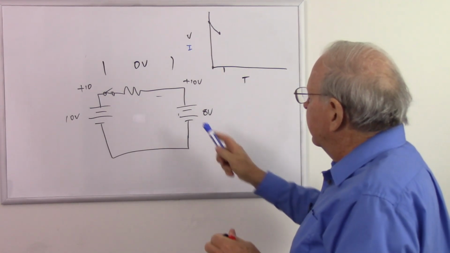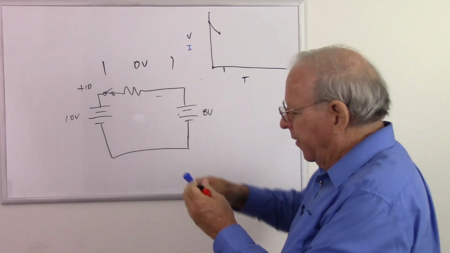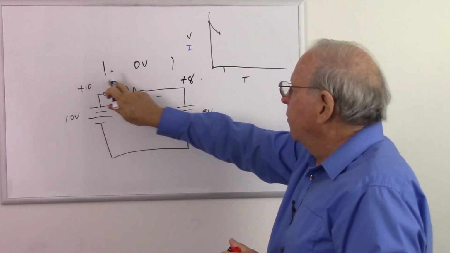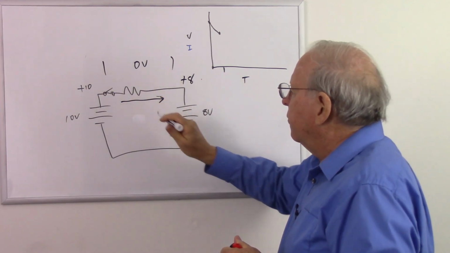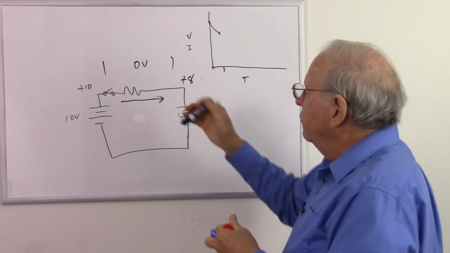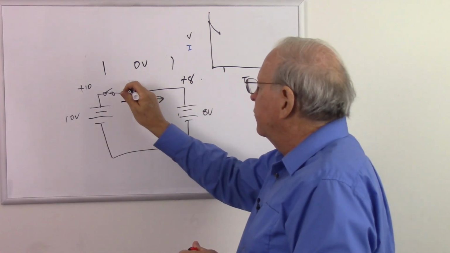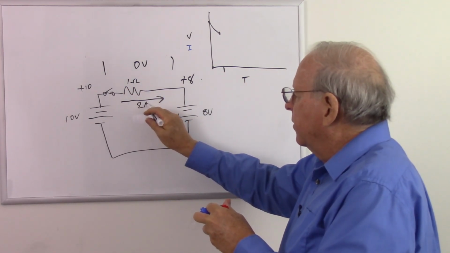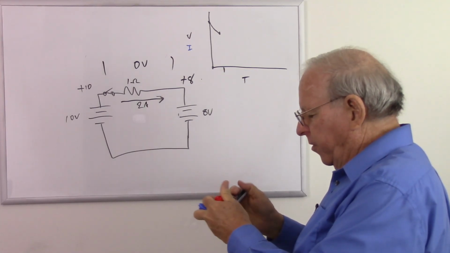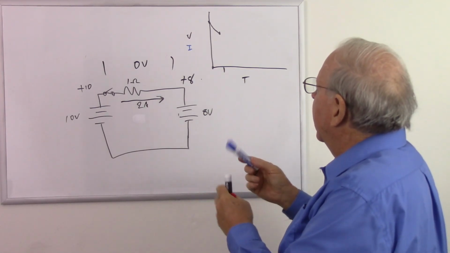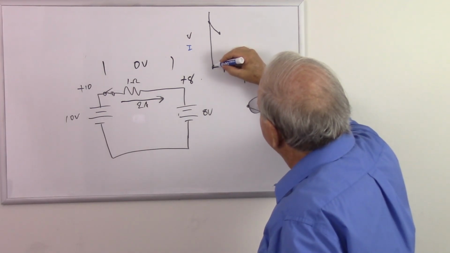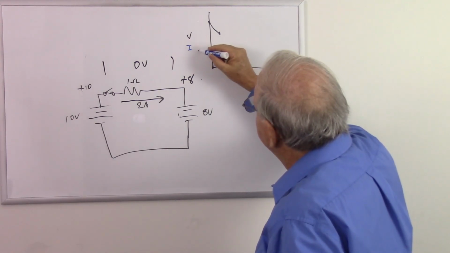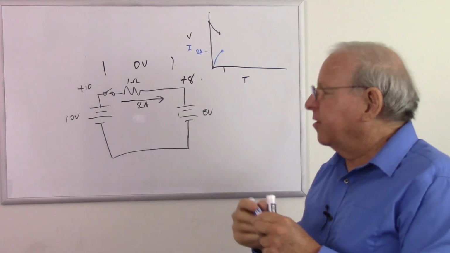So now I have a difference of 2 volts here, so let's draw that correctly. Plus 10, plus 8. So I have higher voltage here, lower voltage there. Current's going to be flowing in that direction. I have 2 volts over, let's make it 1 ohm just for convenience, which is going to give us 2 amps of current flowing through the circuit at this point. So with my blue pen, I will show that our current has gone up to 2 amps at that point.